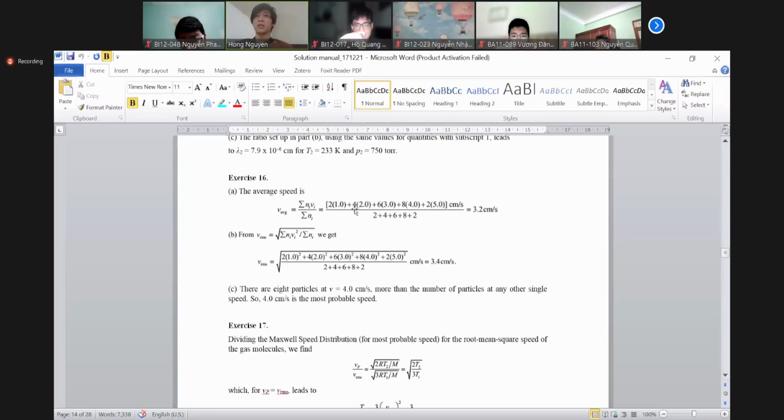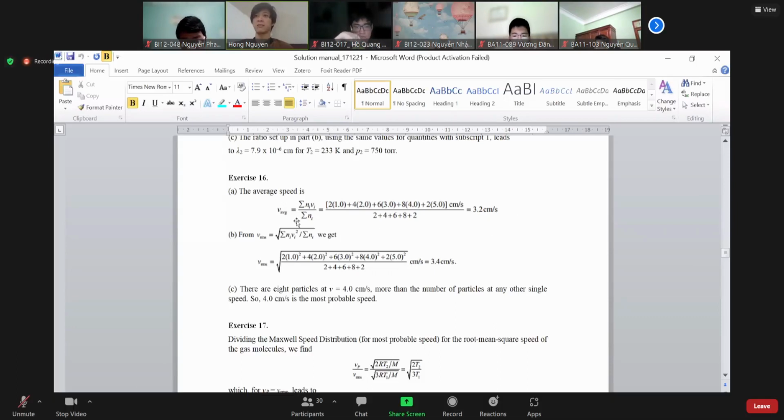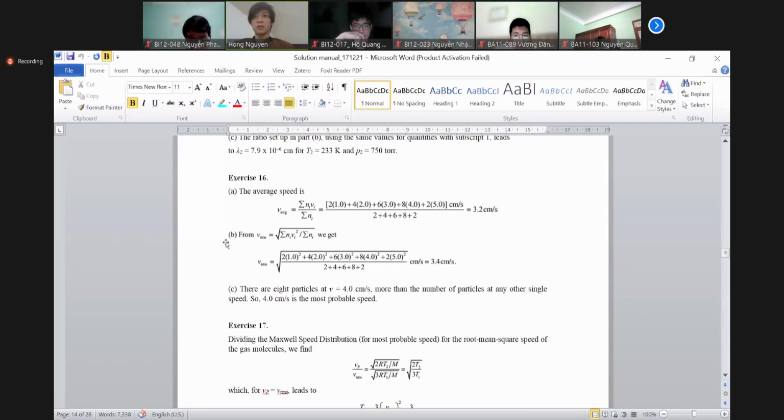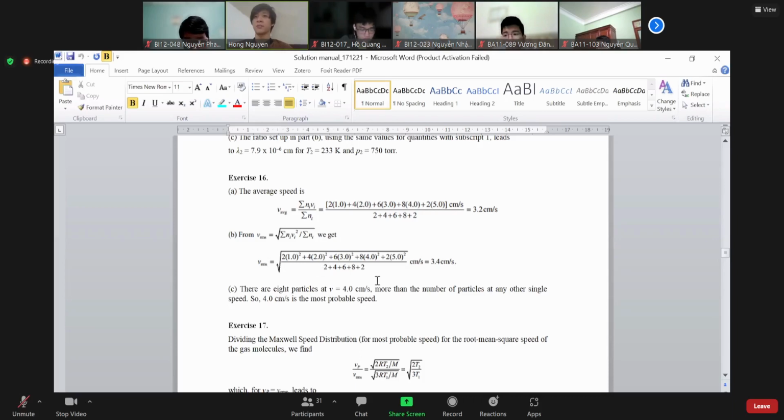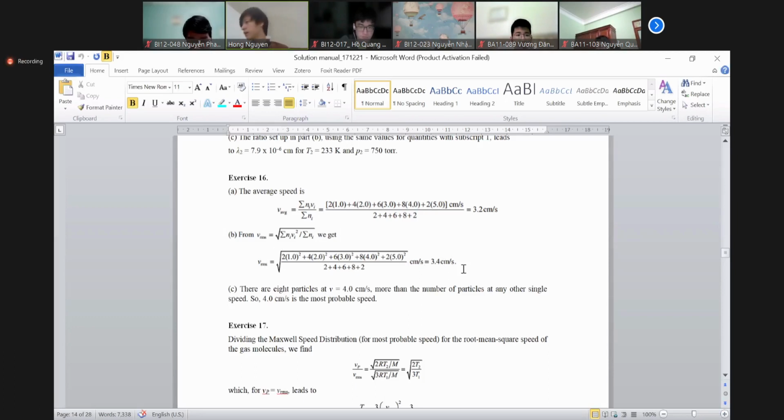You divide it by the number of molecules, so you have the average speed. The root mean square speed you can calculate differently. You have to square each speed, sum it up, divide by the number of molecules, and then take the square root to get the final result.